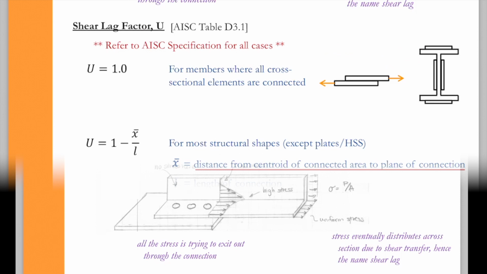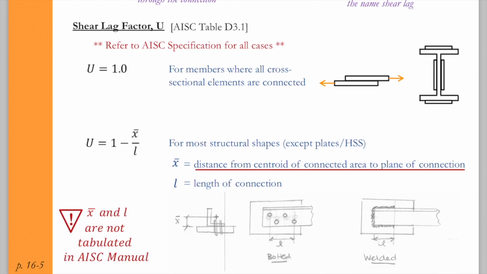To come up with the shear lag factor, I'll point you to the AISC manual in Table D3.1. We're going to talk about just a couple of cases, though. Most of our connections fall into either case 1 or case 2. Case 1 is for members where all cross-sectional elements are connected. For instance, with this W shape, you can see the flange, the web, and the bottom flange are all connected. So this would have a U of 1. Most plate connections also fall in this category.